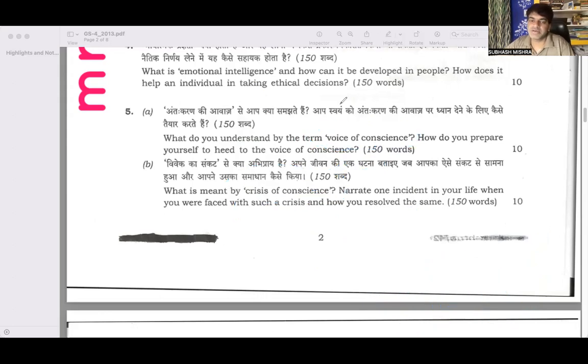What is an example of that? What is crisis of conscience? There is one thing, like you are a very law-abiding person.